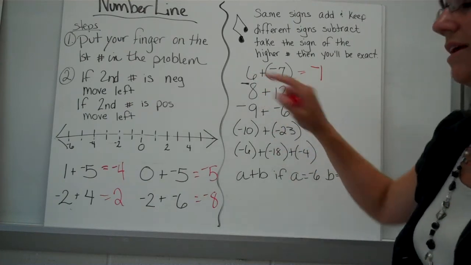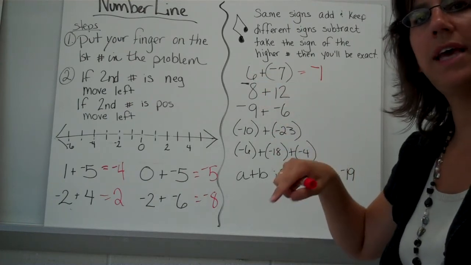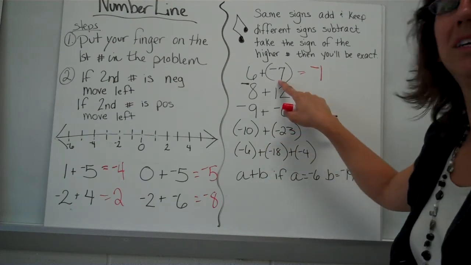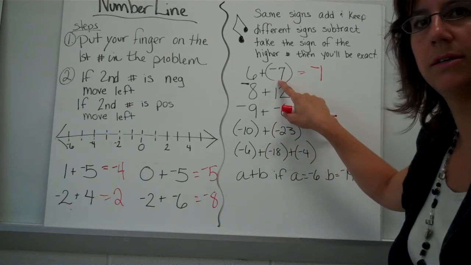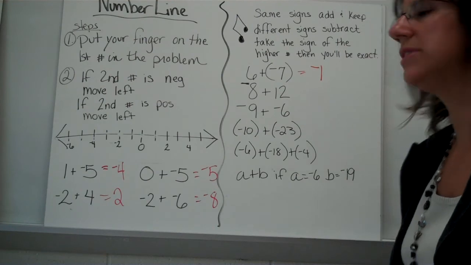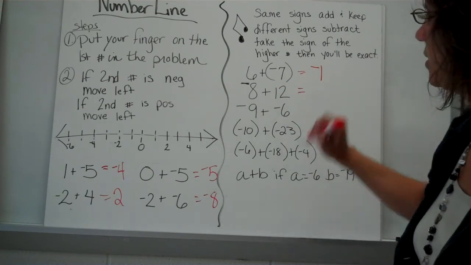So we subtract the 7 and the 6. And then you take the sign of whatever number is bigger. 7 was bigger than 6, so the sign is negative. It's a -1. All right, let's look at this one.